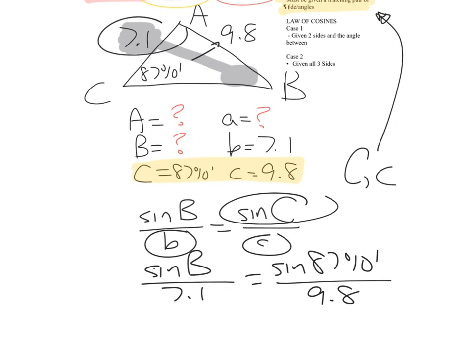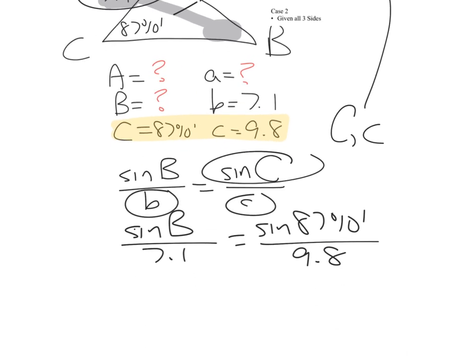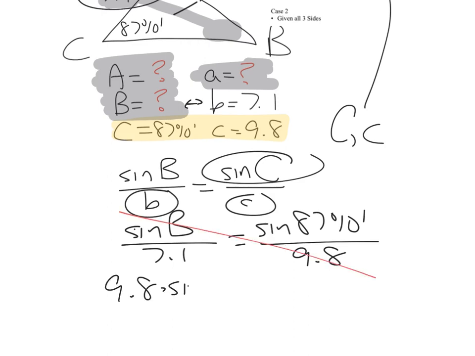So I'm trying to solve this triangle. I have to find the three missing parts to the problem, so angle A, angle B, and side A. And I'm choosing to find angle B first by the law of sines because I had the half matching set. I was given side B. So this is going to look similar to our first problem. We're going to cross multiply. 9.8 times the sine of angle B equals 7.1 times the sine of 87 degrees 10 minutes.